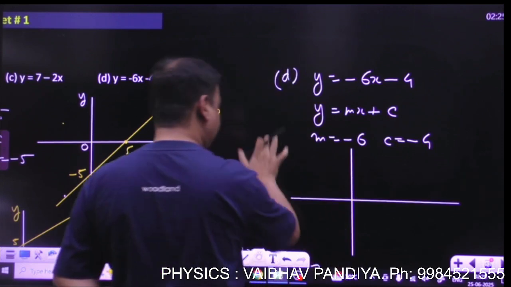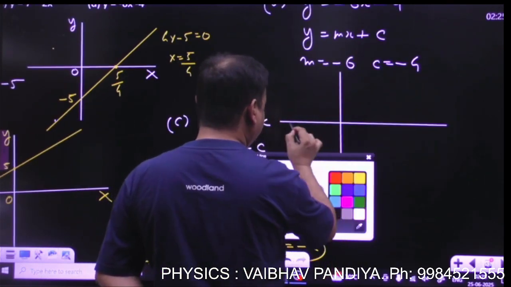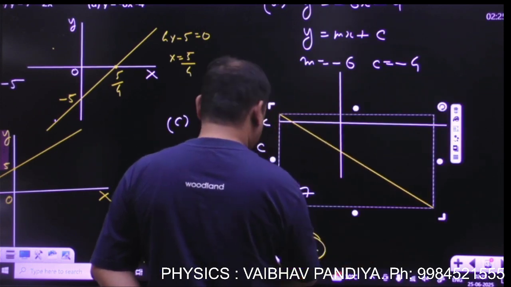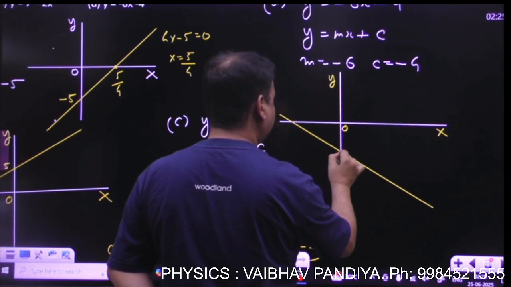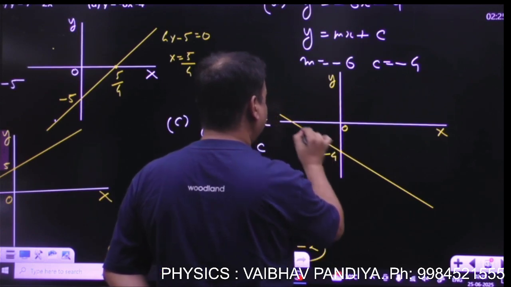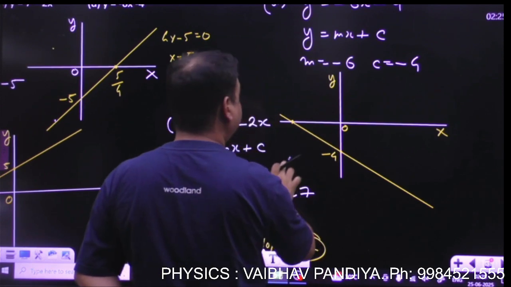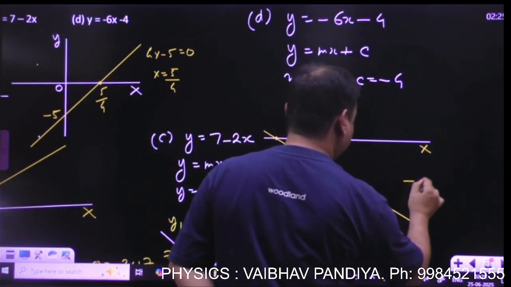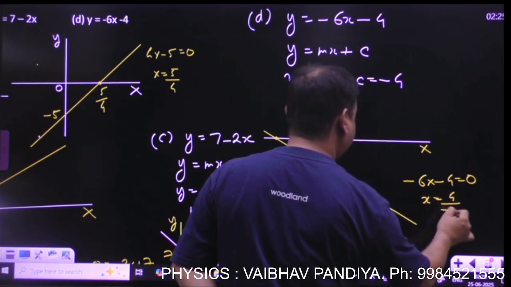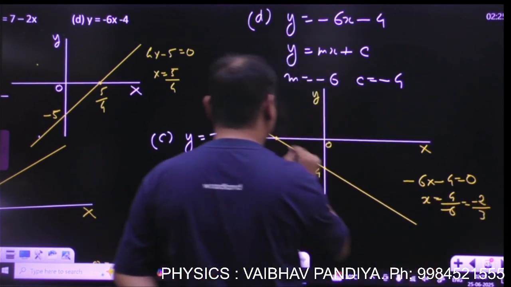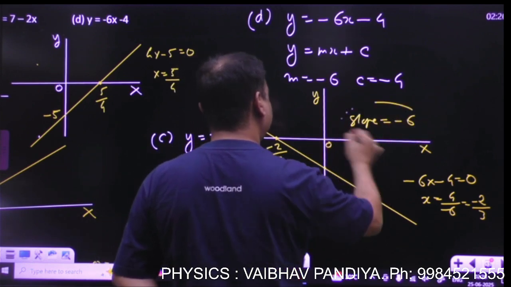The slope as well as the intercept: the graph would be going downward and cutting the y-axis below the origin. So this point will be minus 4. And what will be this point? This is the value of x when y is 0, so 6x minus 4 will be 0. So x comes to be 4 by minus 6, that is minus 2 by 3. Got it? And the slope here is minus 6.